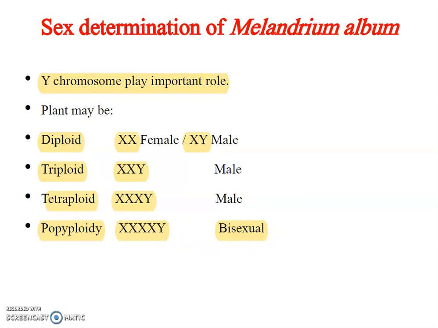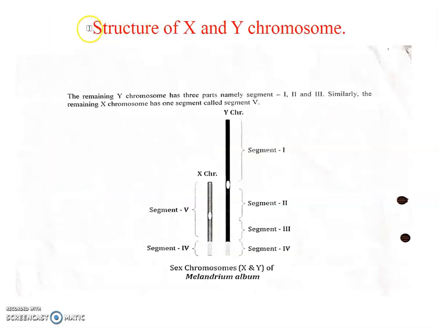See here what happened. Structure of X and Y chromosome. The Y chromosome is larger in Melandrium album and the X chromosome is shorter as compared to Y. So the Y chromosome is very crucial. Both X and Y chromosomes are divided into 5 segments: 1, 2, 3, 4 and 5.